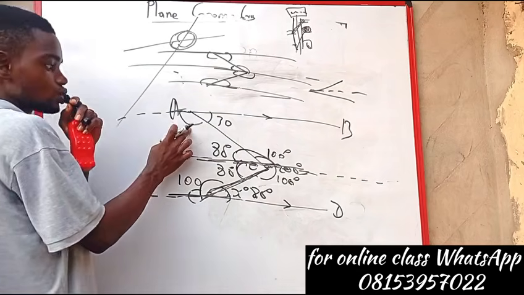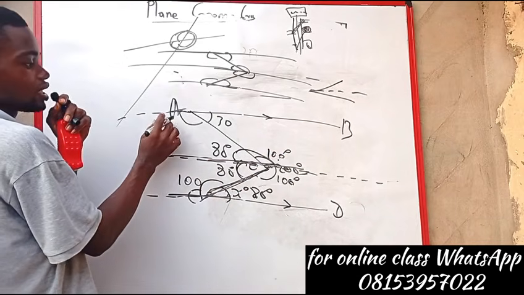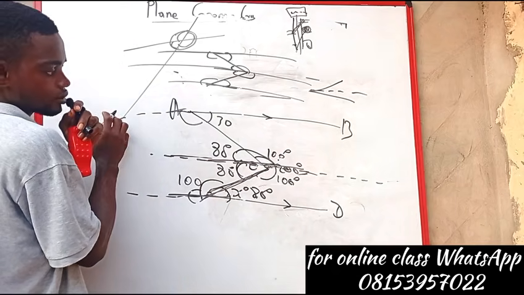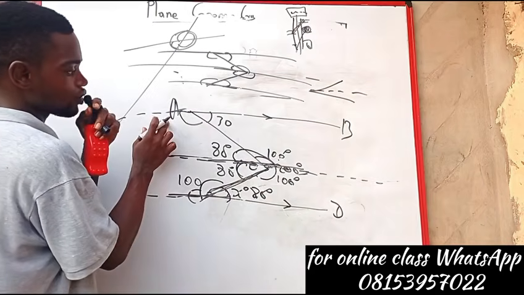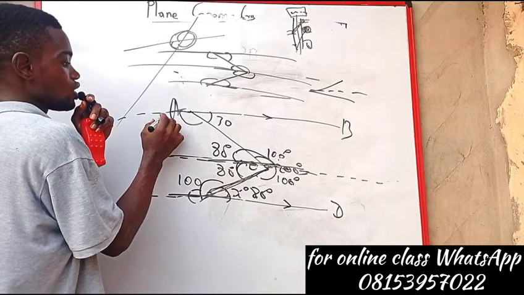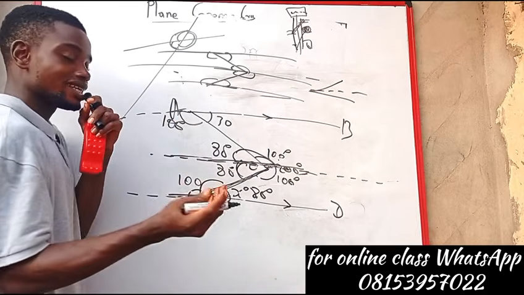Now also, how can I get this one? 100 will also be alternating to what? This angle here. If 100 alternates to this angle here, what are we going to get? 100 degree. And they are the same thing.